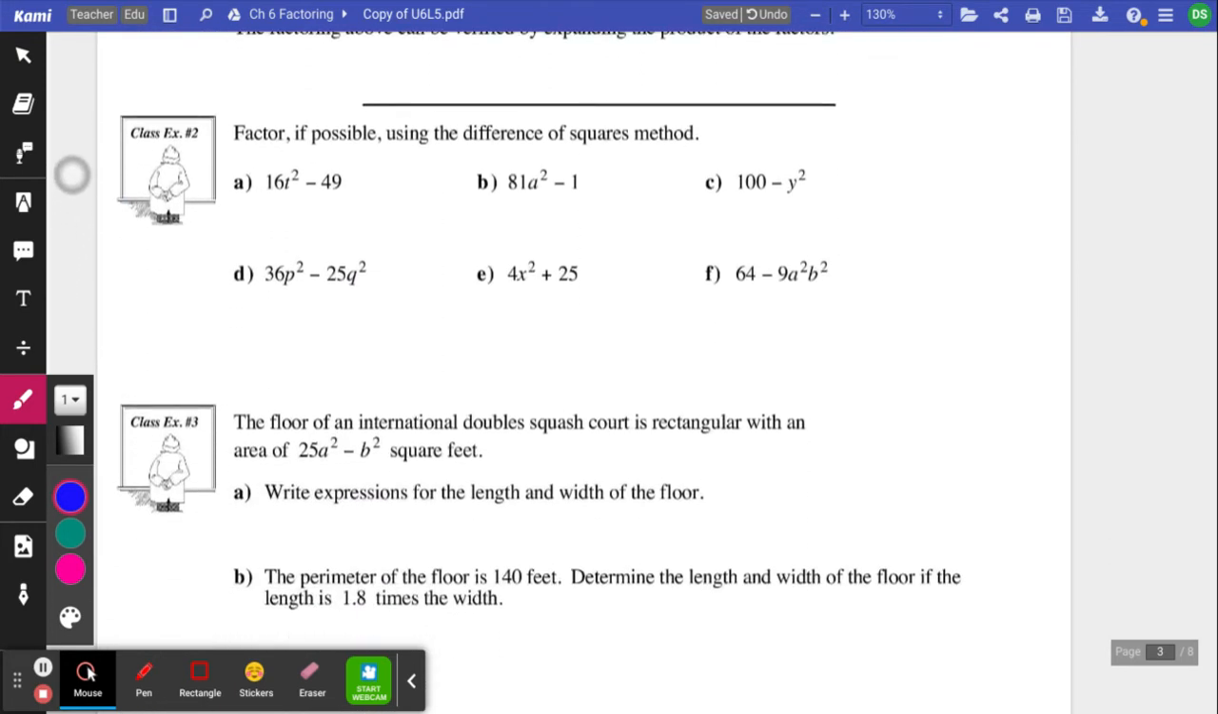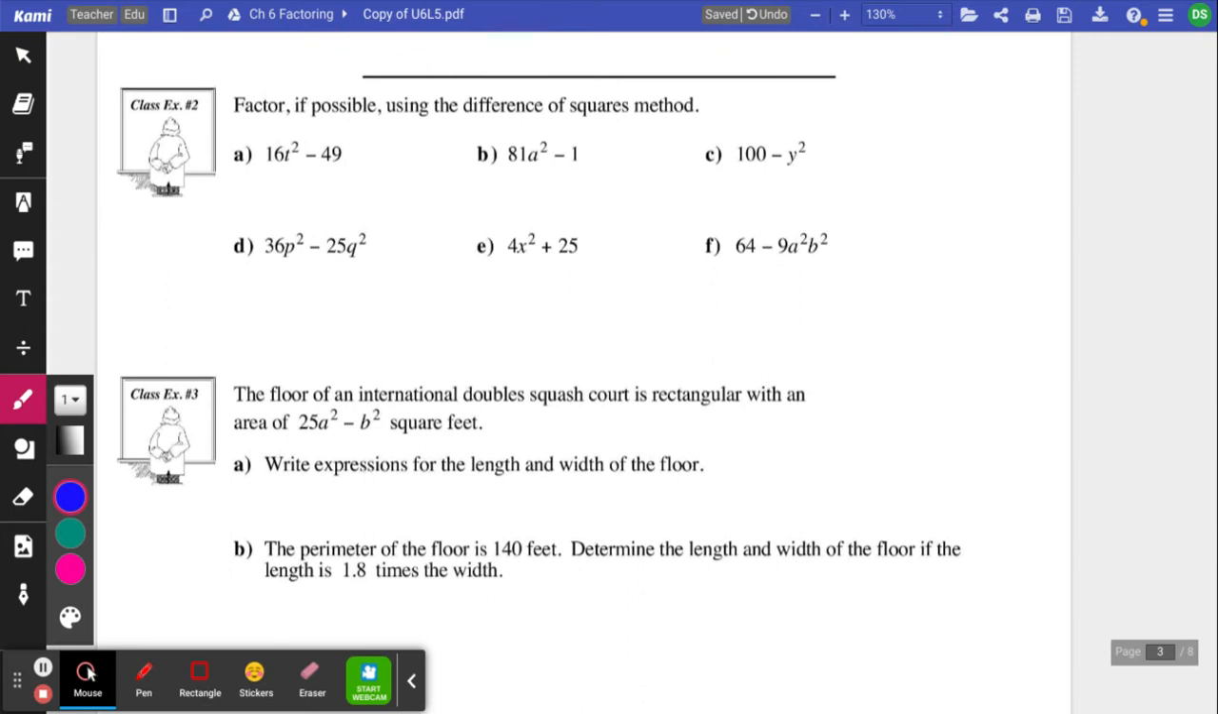Okay, come down here. Factor if possible using the difference of squares method. Is this the difference of 2 squares? Yes. Okay. Difference of squares is easy. One's a minus, one's a plus. What will be first? 4t. And then? Minus 7 and plus 7. Doesn't matter which one. Good.